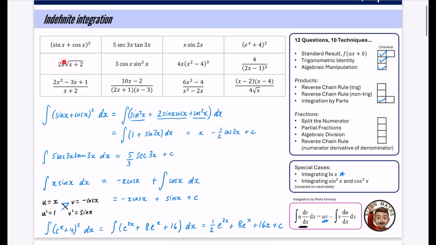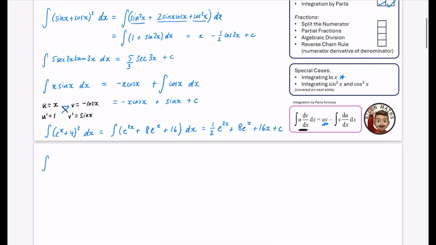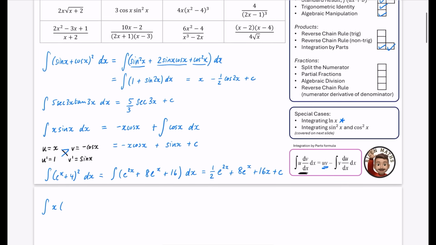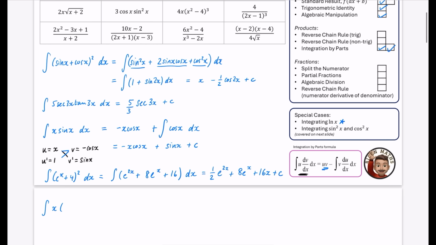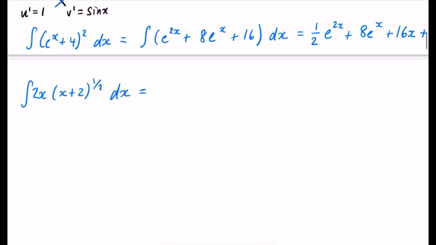And again, I have a product of two things. Now, it's not going to be a reverse chain rule because 2x is not the derivative of this second function, which is the x plus 2. So I'm actually going to use another example of integration by parts for this one. So for this question, it is 2x multiplied by the square root of x plus 2. So I'm going to write that in its index form. And I've already told you about integration by parts, so I can go a little bit faster.